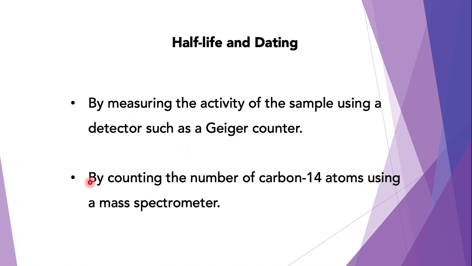Number two, by counting the number of carbon-14 atoms using a mass spectrometer. So we can use either of the two ways to measure the amount of carbon-14 present in an object. This is how we use radioactivity. Carbon-14 is a radioactive substance, so we use it to measure how old an object or material is.